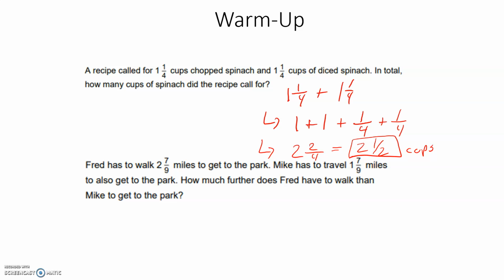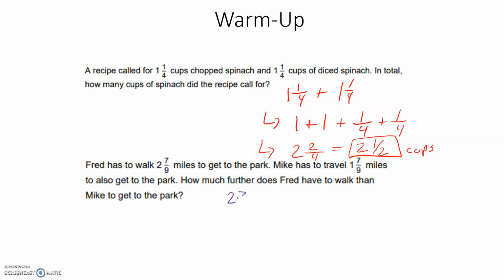All right, number 2. Let me change the pen color. Fred has to walk 2 7/9 miles to get to the park. Mike has to travel 1 7/9 miles to also get to the park. How much further does Fred have to walk than Mike to get to the park? And this is actually going to be a subtraction problem, because basically what you're trying to figure out is how much further Fred is walking than Mike. So I'm finding the difference. So I'm going to go ahead and write the problem.